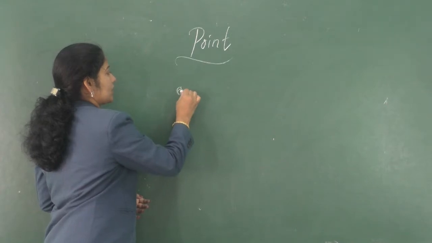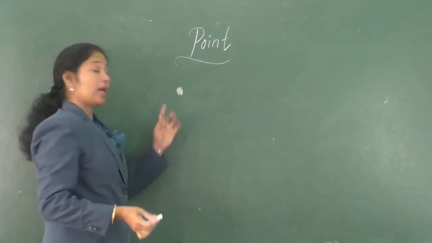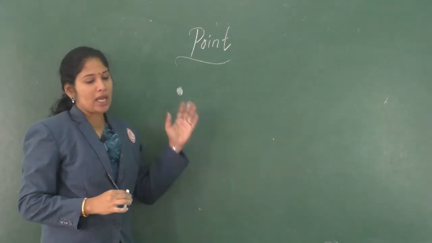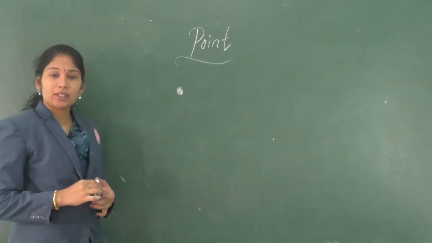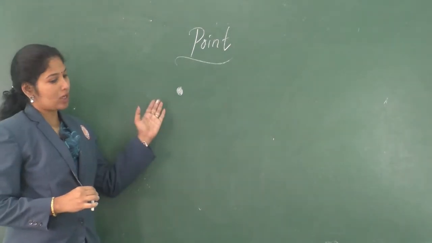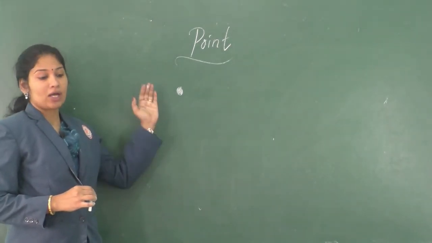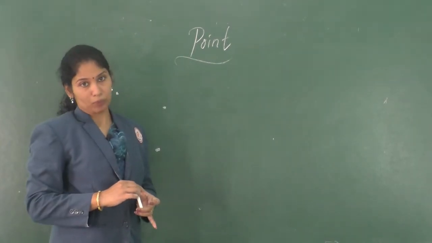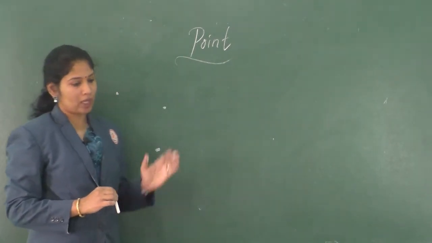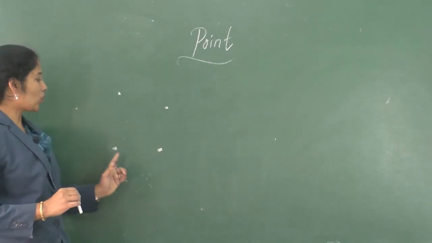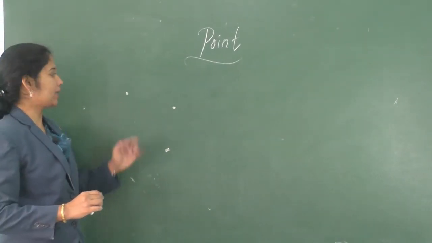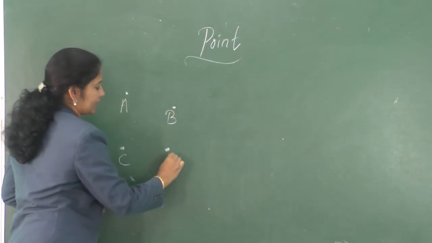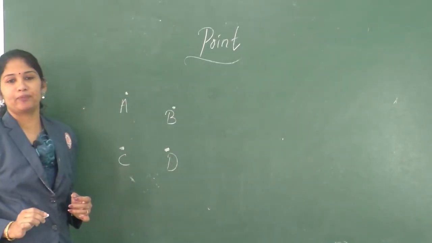This is what we call a point. Can you measure the length of the point? No. There is no length, breadth or thickness for a point, but it represents a definite position or location. We can represent a point by a dot. I am representing here 4 dots and naming them A, B, C and D.